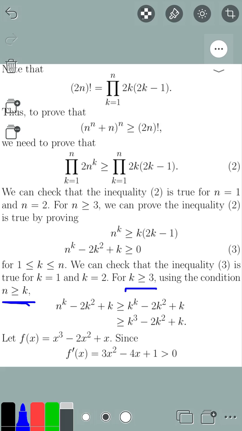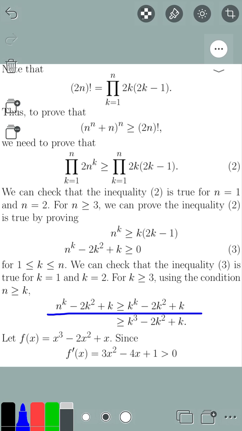We don't want to use the condition n larger than or equal to k when k is 1 or 2, because that would include the case when n is equal to 1 and n is equal to 2, and we don't want to deal with those cases here. So for k larger than or equal to 3, we will use the condition that n is larger than or equal to k, and then we have this inequality right here.